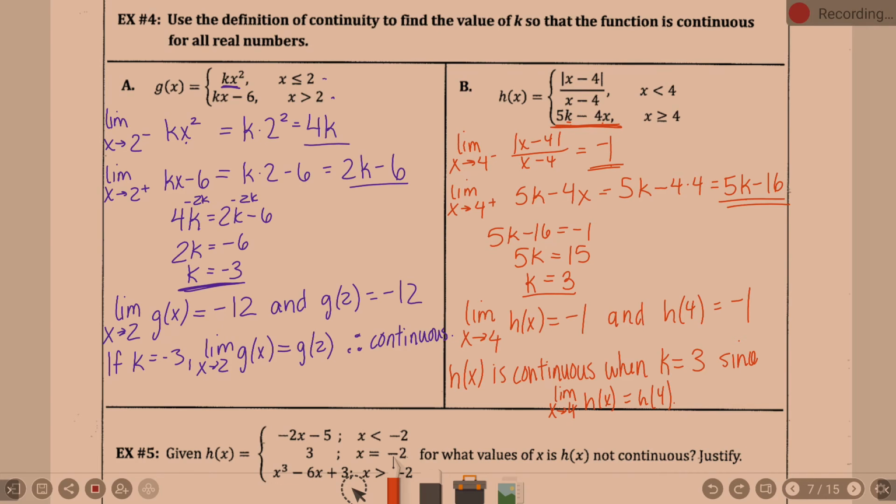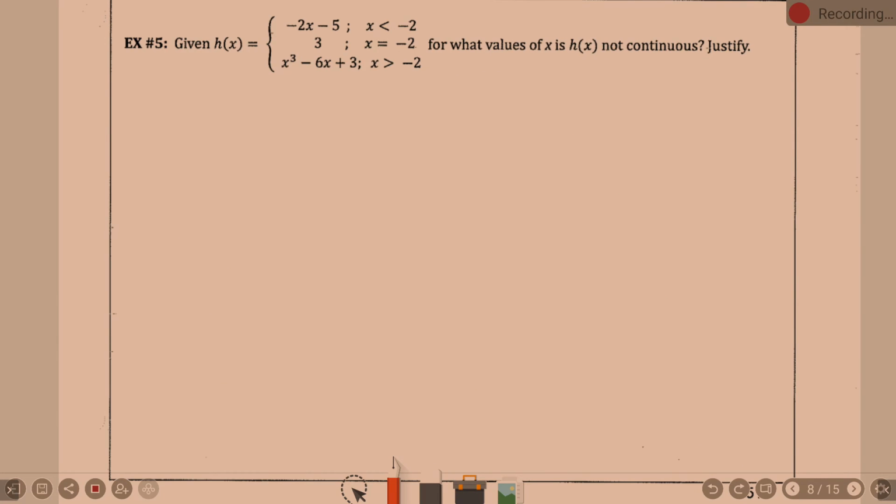Okay. Ready to look at 5? Yeah. Kind of? Okay. Given h of x, for what values of x is h of x not continuous? Okay, now, as you look at each of these individually, -2x minus 5, is that continuous on its own? Yeah. It's a line, yes? Or remember we talked yesterday, it's a polynomial? Polynomial, it's going to be continuous.